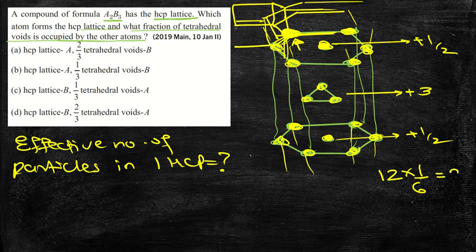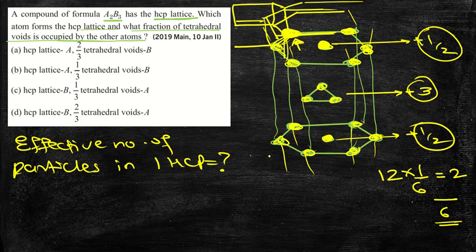So this means that there are two particles effectively coming from the corners, there are three particles coming from the center, and there is half plus half, which means one particle coming from the centers of the faces at the top and the bottom. So the total becomes 6 particles. So the effective number of particles in an HCP is 6, and this is a good number to remember. A lot of times people don't know this number, and that is the reason why I just showed you how it comes out to be 6. Now once you know the effective number of particles of HCP, the next thing is, can we find out how many tetrahedral voids it would have? The answer is it's going to be double of that, which means 12. That's the number of tetrahedral voids it would have.